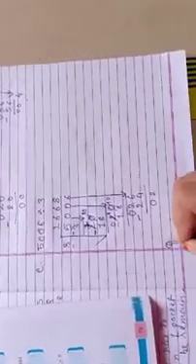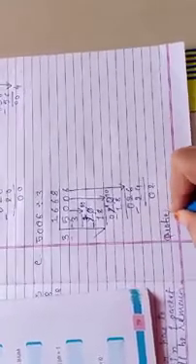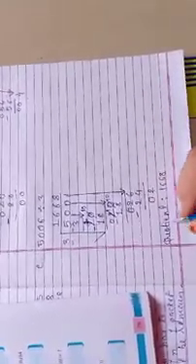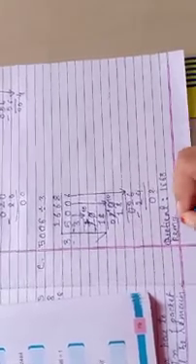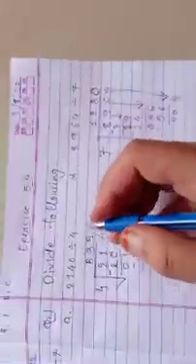6 minus 4, 2. 2 minus 2, 0. So you can see that the remainder will be 2. So the quotient I am writing here is 1668 and the remainder will be 2. That's it. Next, F, G and H you have to solve by yourself.